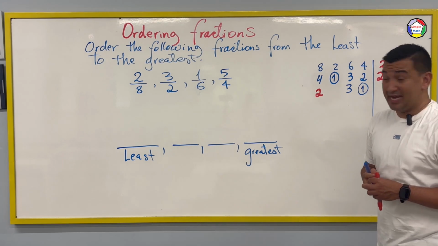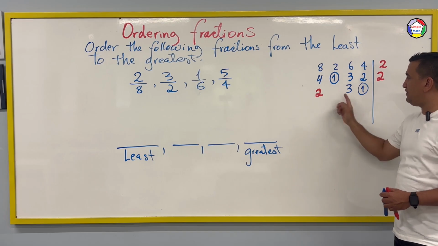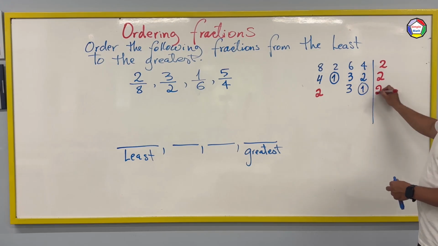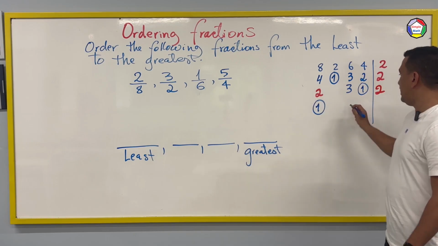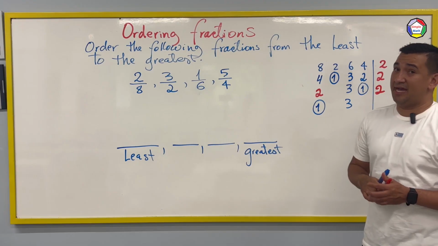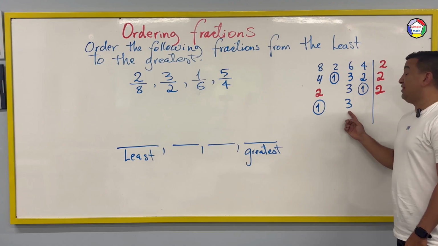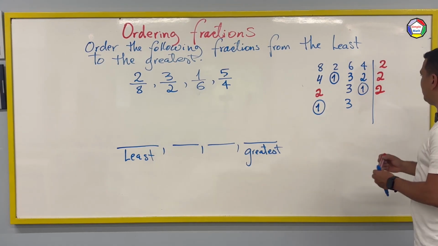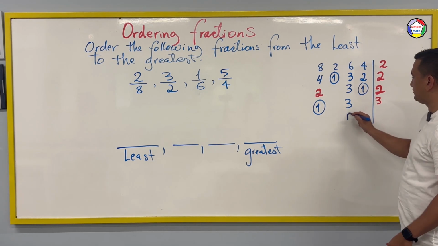And I repeat the process again. At least one of these numbers is divisible by 2. Yes, this one. So I write a 2 here. 2 divided by 2, 1. I move down the 3. And then I ask myself the question again. We have only one number. Is the 3 divisible by 2? No. Is the 3 divisible by 3? Yes. So I'm going to write a 3 here, and 3 divided by 3 is 1.